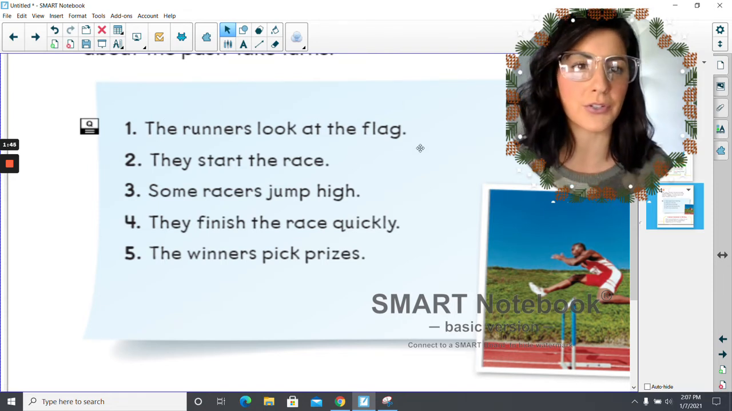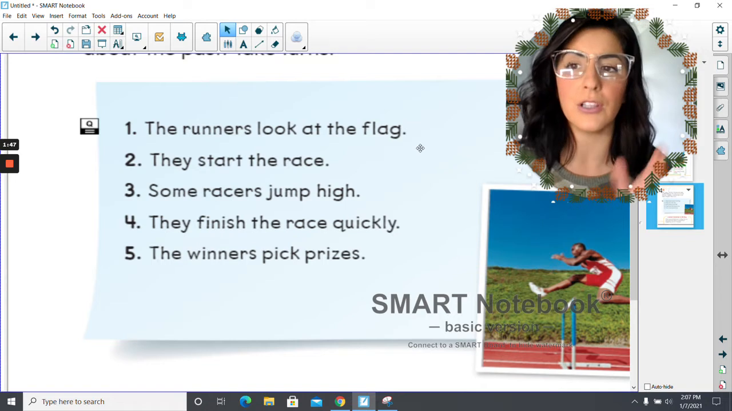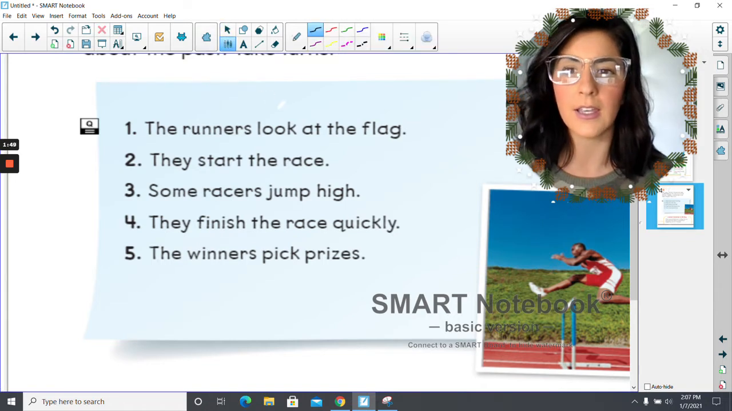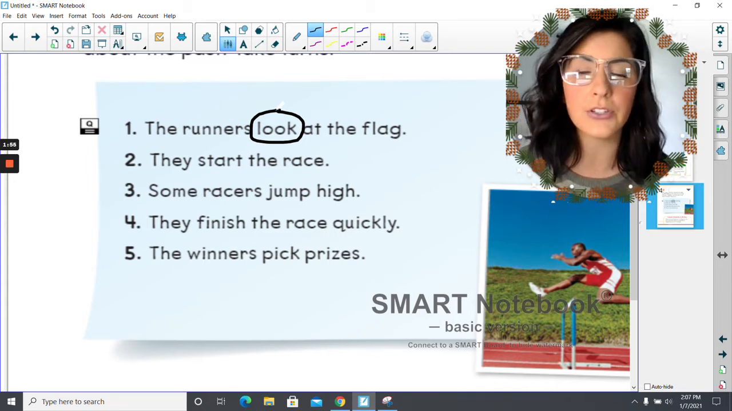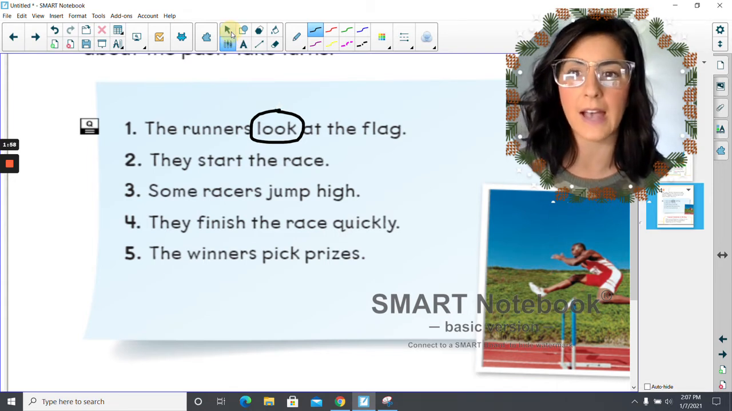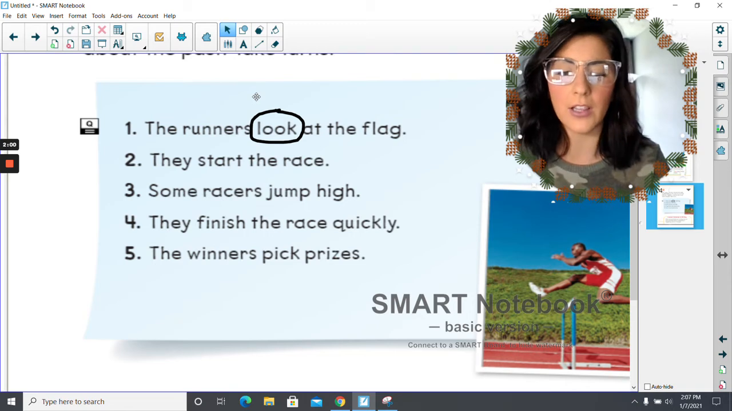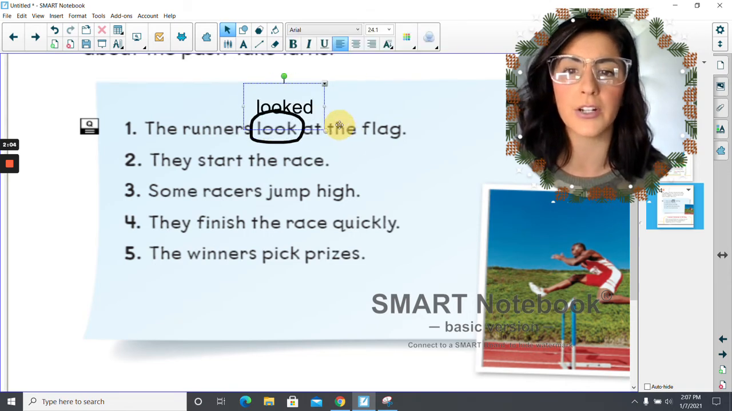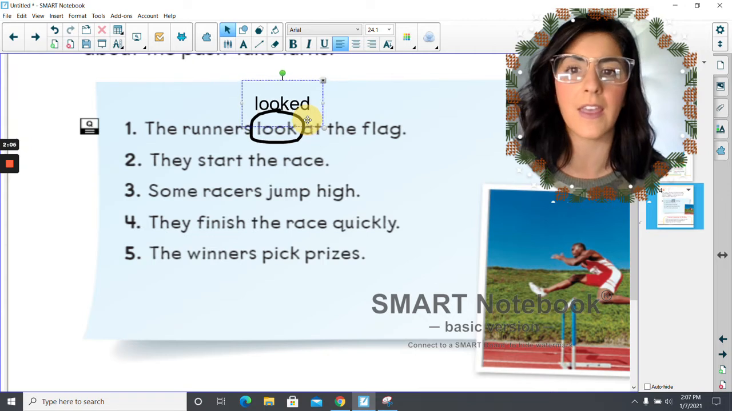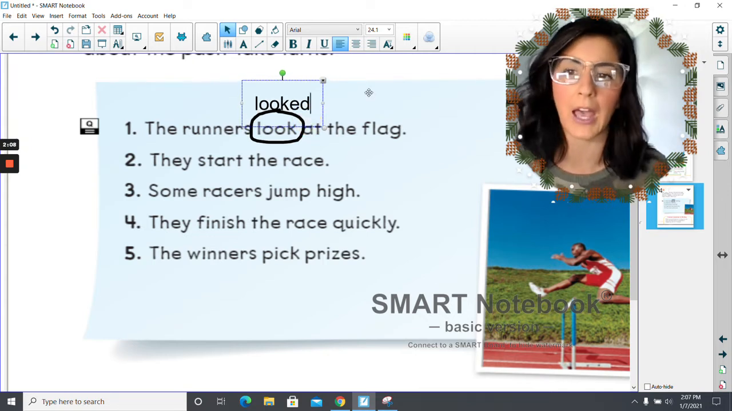So what do the runners do? Well, the runners look. So look is our verb, and we are going to add an ED to the end of that word to make it past tense. So instead of look, we are going to do the word looked. The runners looked at the flag, meaning they already did it. It happened in the past.